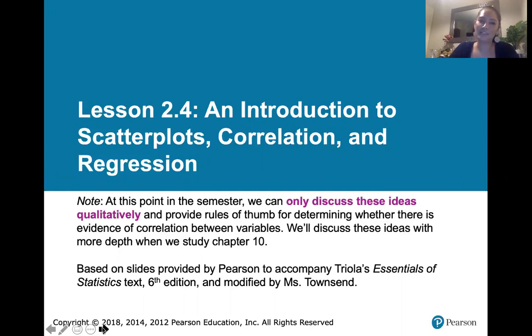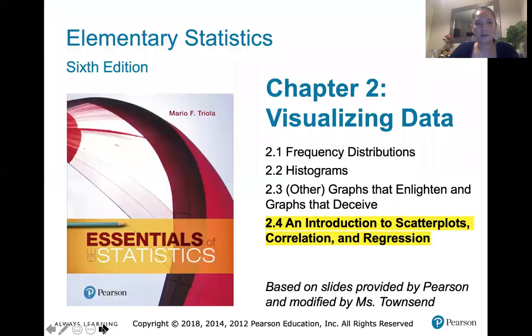But we can't really discuss these ideas in more depth until we've talked about hypothesis testing in Chapter 9. We're going to discuss correlation, regression, and scatterplots more completely after we've had the discussion of hypothesis testing in Chapter 9, when we get to Chapter 10 at the very end of the course. But since Chapter 2 is all about visualizing data, it would not be a good idea to talk about visualizing data without talking about creating scatterplots for pairs of data, as you'll soon see.